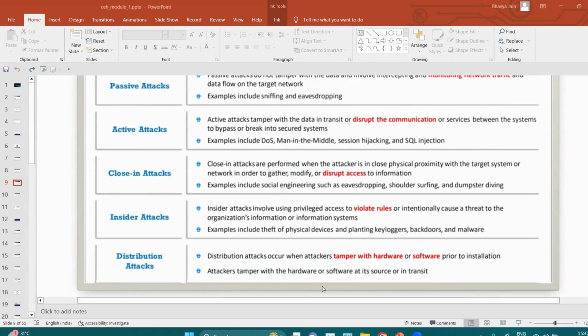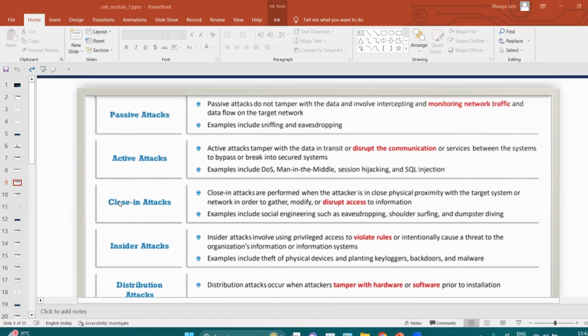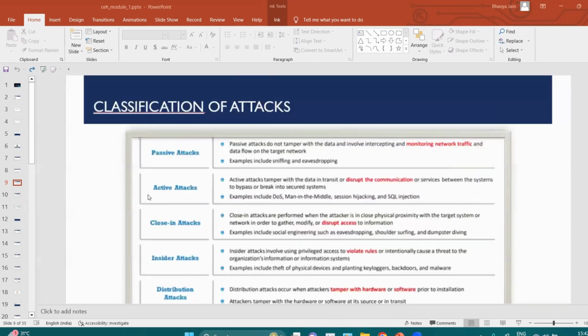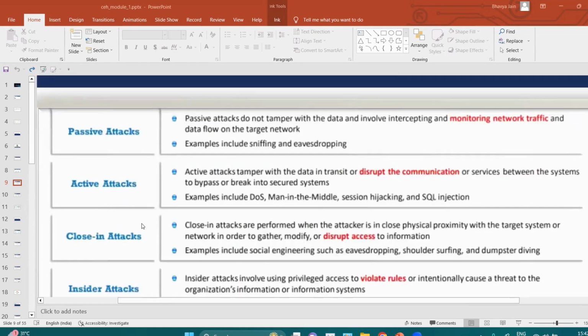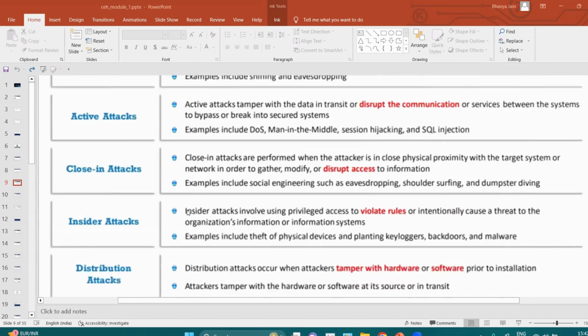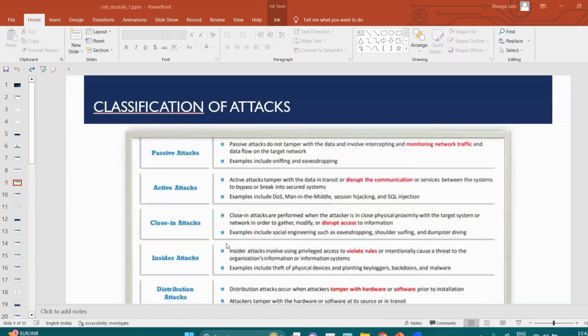Attackers tamper with the hardware or software at its source or in transit, which is during transmission. This is known as a distribution attack. So we have these categories of attacks: passive, which is indirect; active, which is direct; close-in, which is physical attacks; insider attack, where any employee attacks the company in which he or she is working; and distribution, where you put something malicious in the software or hardware devices prior to launch or installation. That is the classification of attacks.